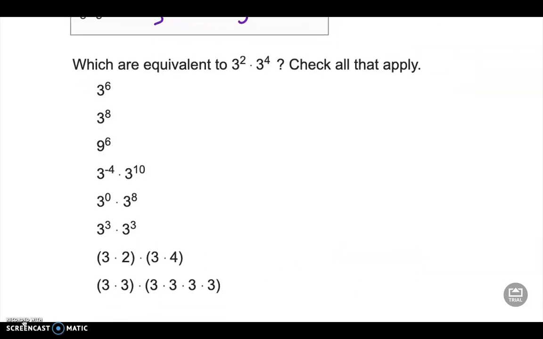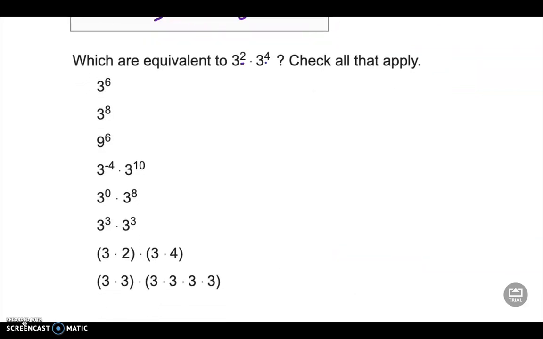So which ones of these are equivalent to 3 squared times 3 to the 4th? Well, let's just figure this out. 3 squared times 3 to the 4th is 3 to the 2 plus 4, which equals 3 to the 6th. So let's check all that apply. Anything that works out to be 3 to the 6th is true. Well, 3 to the 6th is. 3 to the 8th, no. 9 to the 6th, that's a different base, so that's not.